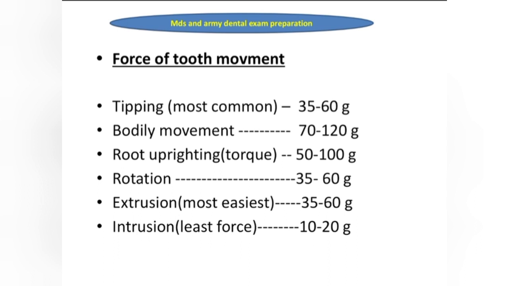So if a question asks what the common tooth movement is, that is tipping. In case of bodily movement, torque, rotation, extrusion, intrusion, some amount of tipping will be there. The easiest tooth movement is extrusion, the least force is required in intrusion, 10 to 20 gram, and the maximum force is required for bodily movement, 70 to 120 gram.